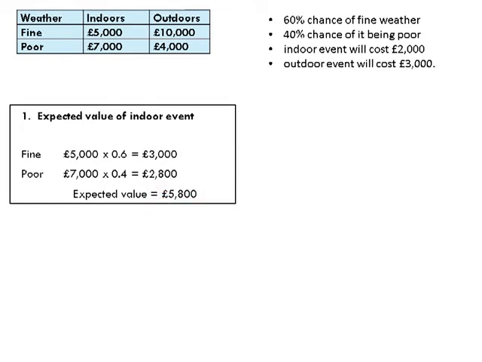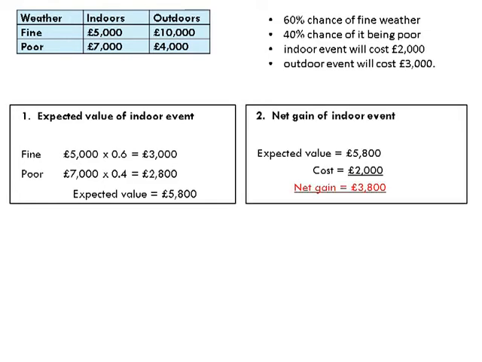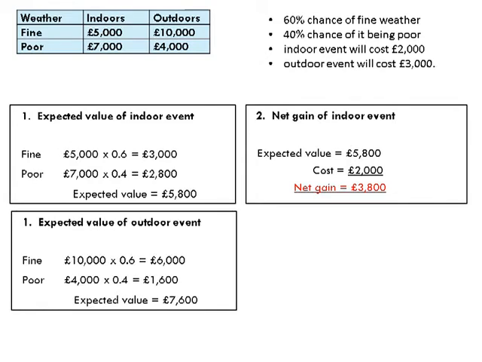But that's not the end. We've got to take off the cost of that event occurring. So that's our next step, and that will enable us to calculate the net gain of holding the indoor event. So expected value equals 5,800, so we just write that up here. The cost of the event indoors is £2,000. We subtract that from the expected value, and that gives us the net gain, which is a bit like profit, 3,800. So that's us finished with the indoor event, and now we do the same for the outdoor event.